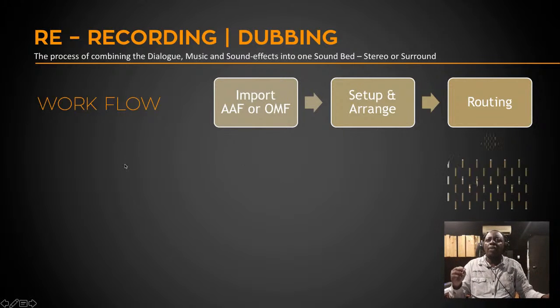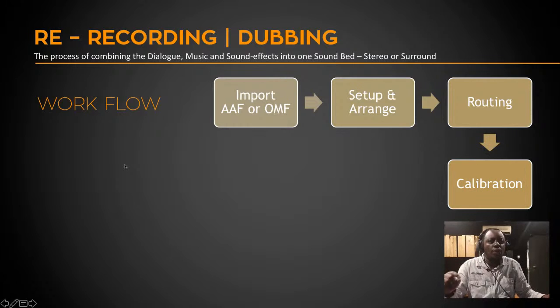After we have routed, we then do what we call calibration. It's very important for you to calibrate your speakers. Calibration is making sure that your speakers are responding the right way they're supposed to respond to the right volume, because you want to make sure that your audio is consistent throughout. It is consistent from the studio to the home to the cinema, wherever the people are.